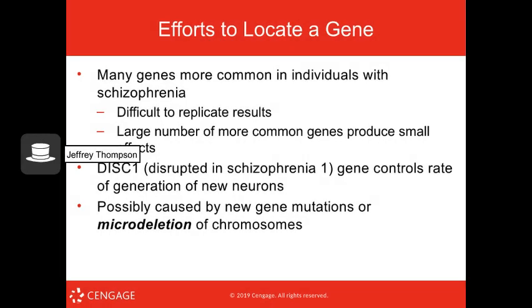So we've tried to find the gene because when we understand what genes are responsible for things, we understand the thing even more. But a lot of the genes that are common in people with schizophrenia are also common in people without. So we might find something, but it's hard to replicate those results. So what is possible is that there is a gene that's responsible, but the rate of schizophrenia is due to either mutations on the gene or microdeletion of chromosomes. So it's not the actual genetic code originally, it's more so what's happening to the genes over time.